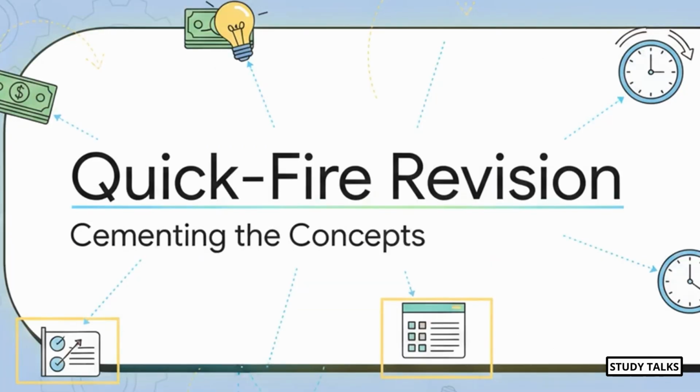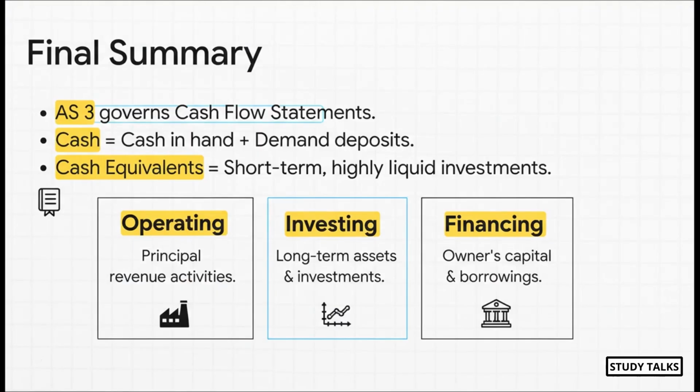All right, we're on the home stretch. Let's move to our final section and lock in all these concepts with a quick fire revision. Ready? Let's do this fast. What's the standard? AS-3. What's cash? Cash in hand plus demand deposits. Cash equivalents. Short-term, highly liquid investments.